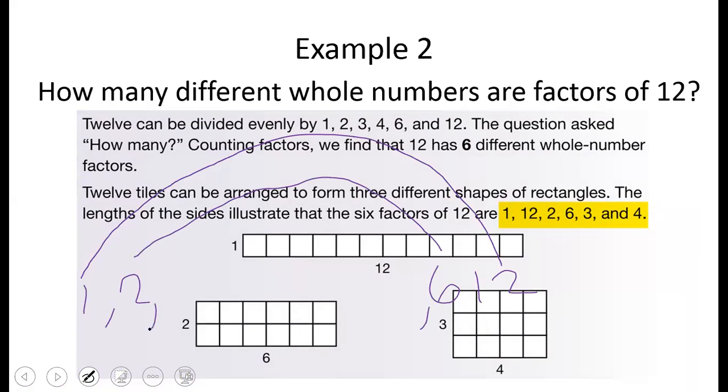How about a 3? Does 3 go into 12? Yeah, 3 times 4 equals 12. And then you have 4 and 3, so that doesn't work, so we're done. 1, 2, 3, 4, 6, and 12.